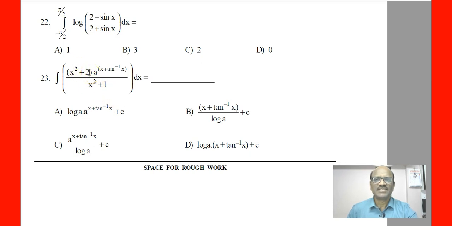dt, that is a raised to t. And what is the integral of a raised to t? The integral of a raised to t is a raised to t upon log of a. Now we'll see the answer of this question.